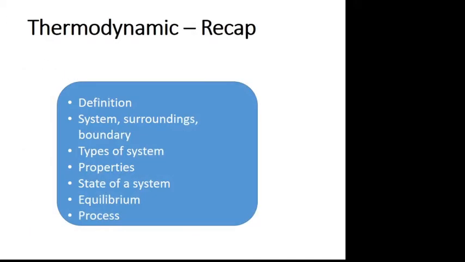Okay, before going to the present topics, we'll have a recap of thermodynamics 1 and 2. In this class I will be summarizing the definition of thermodynamics, certain terms like system, surrounding, boundary, types of system, properties, state of a system, equilibrium and processes.